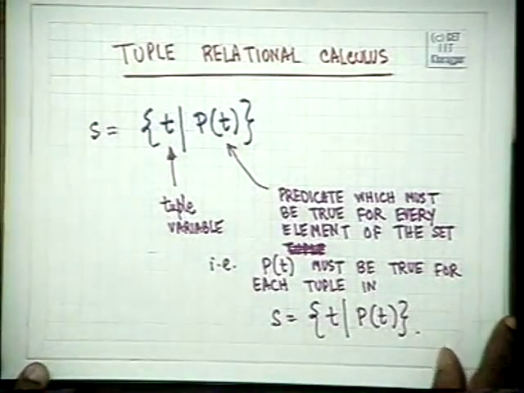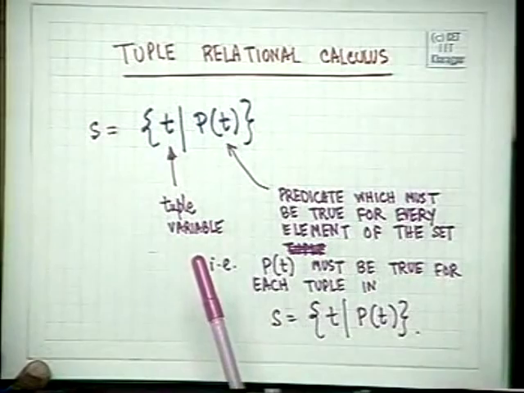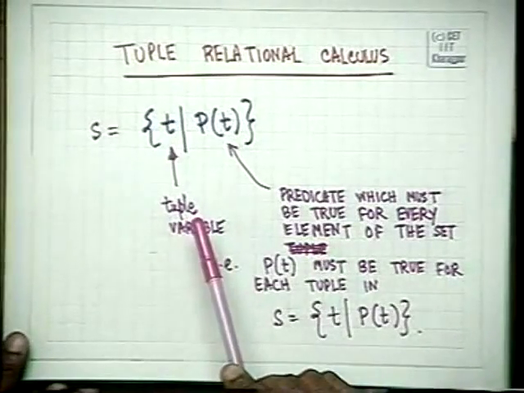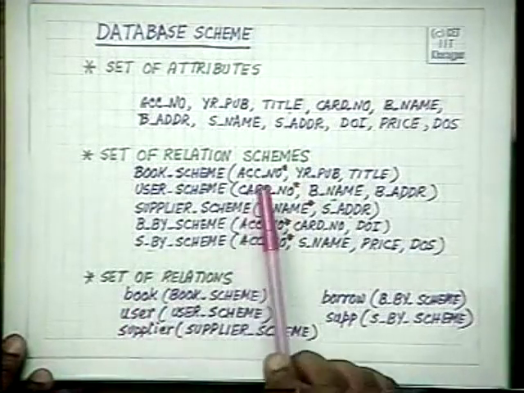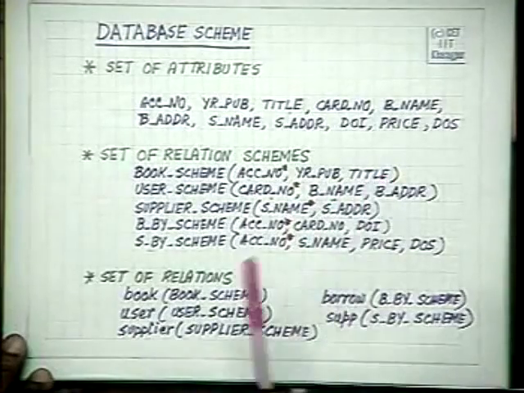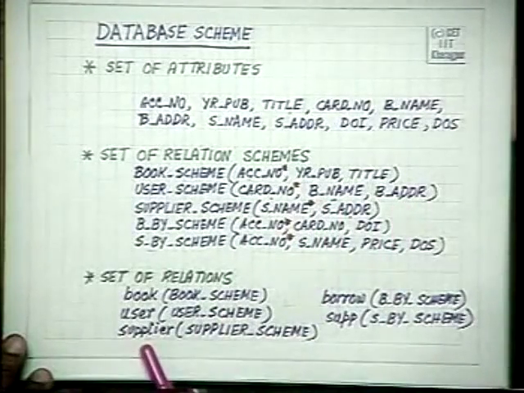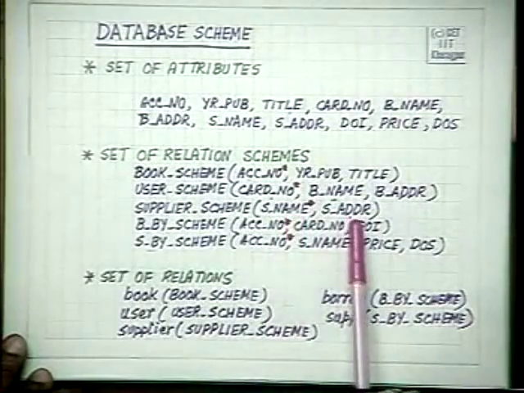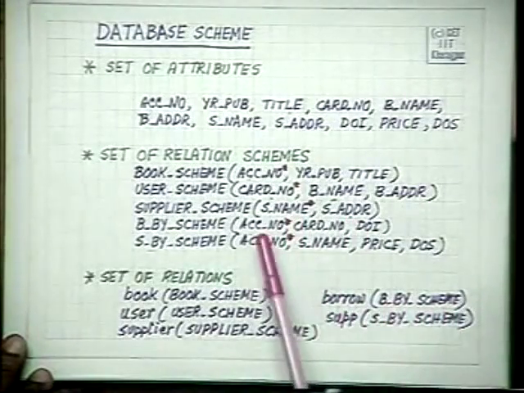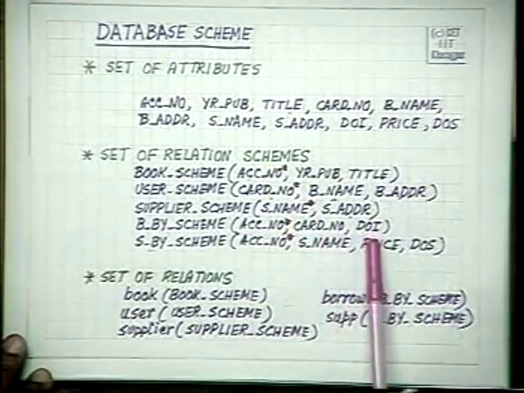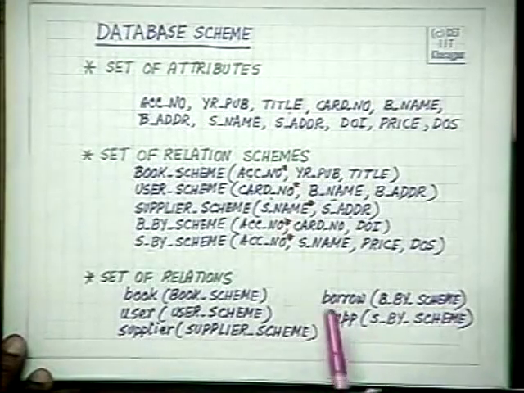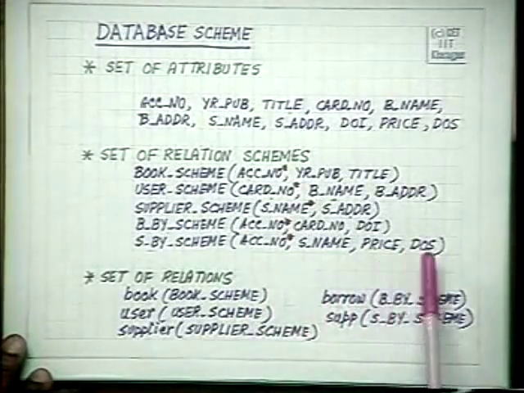In order to see several examples of relations or queries in tuple relational calculus, we will use our original library database. So, we will quickly go back to our library database. We have got the book relation, which has got accession number, year of publication and title. We have got the user relation, which has got card number, borrower's name, borrower's address. We have got the supplier relation, which has got the supplier name and supplier address. We have got the borrow relation, whose attributes are accession number, card number and date of issue, and the attributes of the supply relation are accession number, supplier name, price and date of supply.